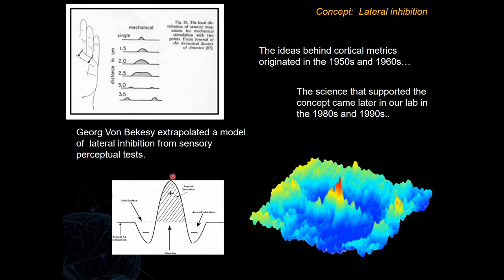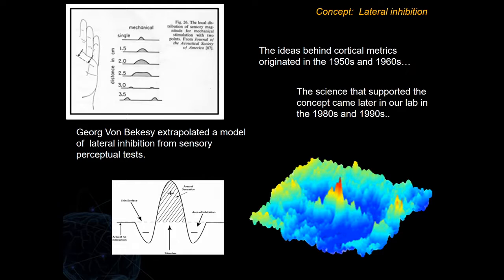So he came up with this idea of center surround organization, and what that means is that if you stimulate one place on the skin, it activates one place in the brain, and what happens to the surrounding areas in the brain is it turns off the activity in those areas. Well, that's actually what we found in the 1980s and 90s. If you look at this image in the bottom right hand corner, you'll see a very prominent peak that's red, and it's surrounded by a zone of inhibition.